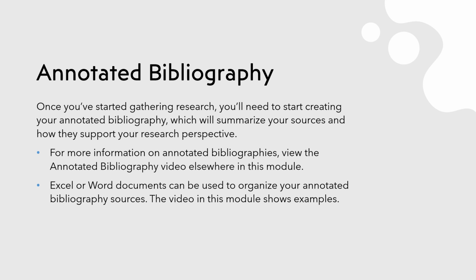Once you've found a good number of resources through your research, it's time to start organizing them so you'll be able to write your literature review. You'll do this using an annotated bibliography. This will help you to summarize your sources and how they support your research perspective. There is a video elsewhere in this module that gives more detailed information on annotated bibliographies. The video also includes examples of Excel and Word documents that you can use as a template for organizing your annotated bibliography sources.